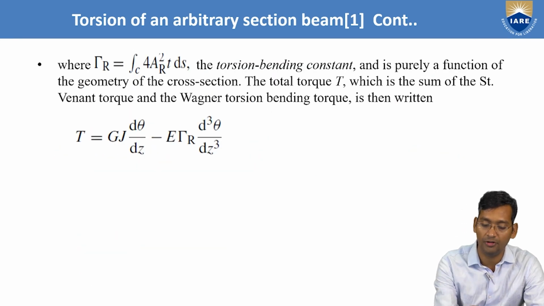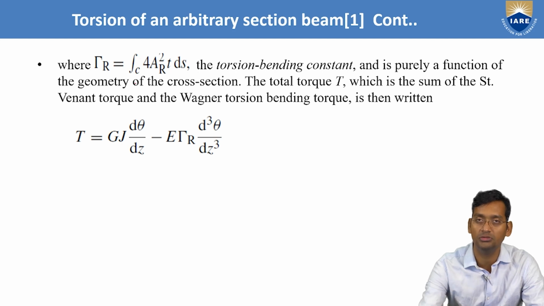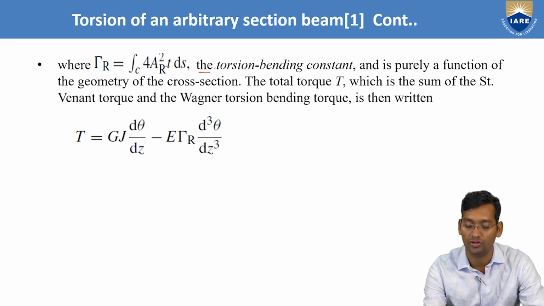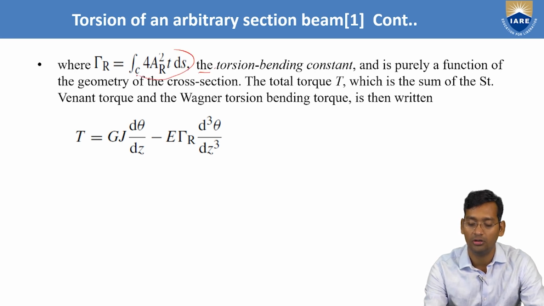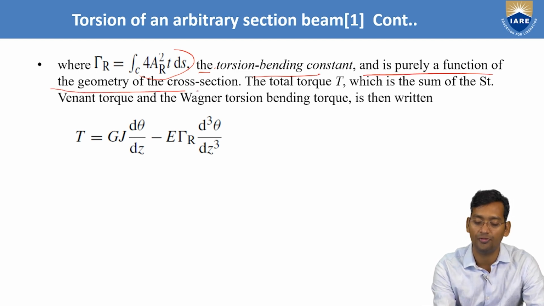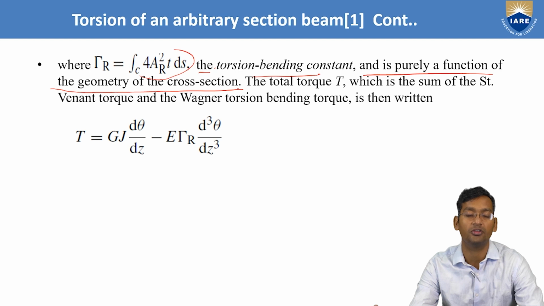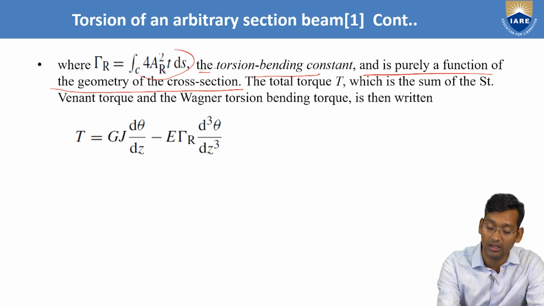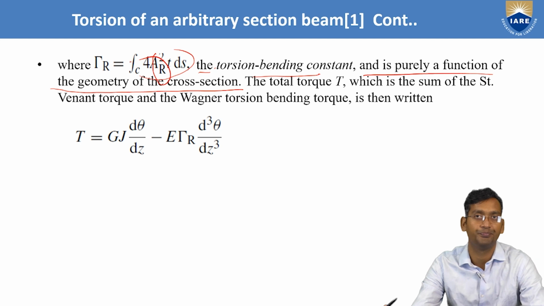Okay. So now, where tau r is what? In terms of c, that integral of c 4a square r TDS, the torsion bending constant. So this TR is what? Torsion bending constant, and it is purely a function of the geometry of the cross section. So how is the geometry there? If it's a circular cross section, rectangular, triangular, or whatever the cross section is, it depends on the geometry of that cross section only. Why? Because AR is here.